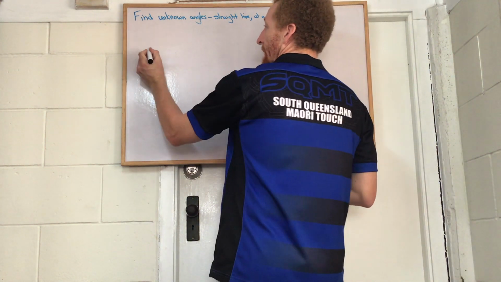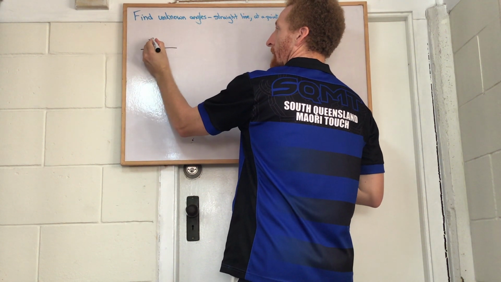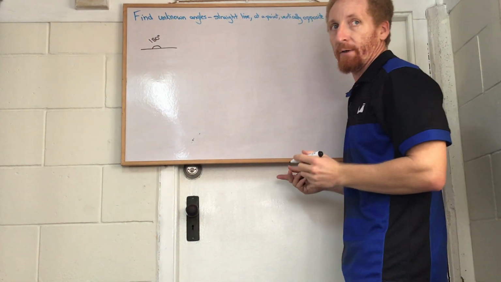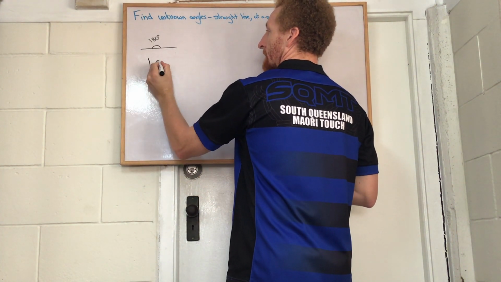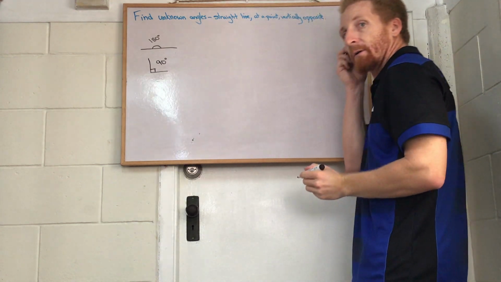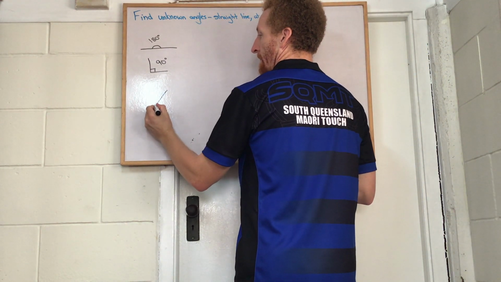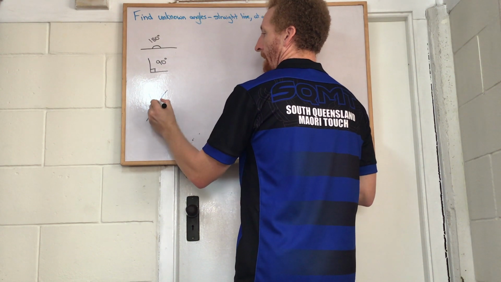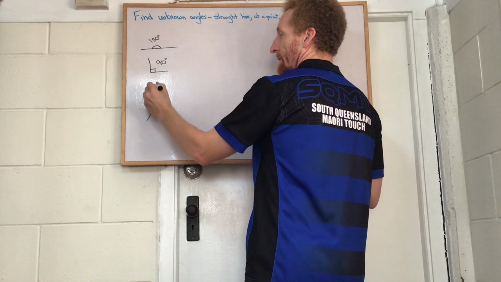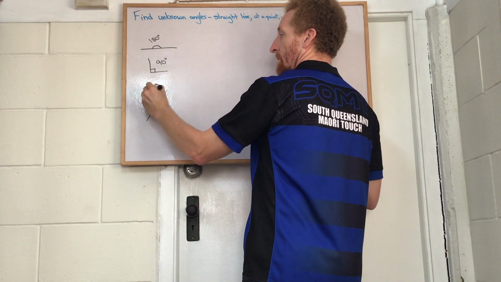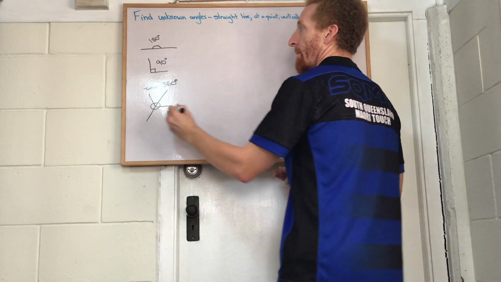So the first thing you need to know is a straight line is 180 degrees, okay? Meaning that a right angle is 90 degrees. Angles in a whole circle, so at a point, the total is 360 degrees because it's a circle.